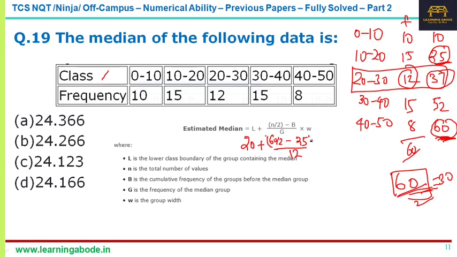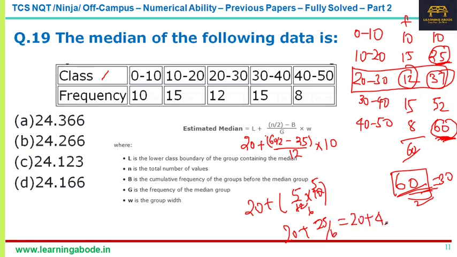Now into the width, the group width. The groups are 0 to 10, 10 to 20, 20 to 30, so the width is 10. Now let's solve this. We get 20 plus 30 minus 25, which is 5, so 5 by 12 into 10, which is 5 by 6. So that is 20 plus 5 by 6, that's 20 plus 4.166. So the total is 24.166. So that's question number 19, answer option D.